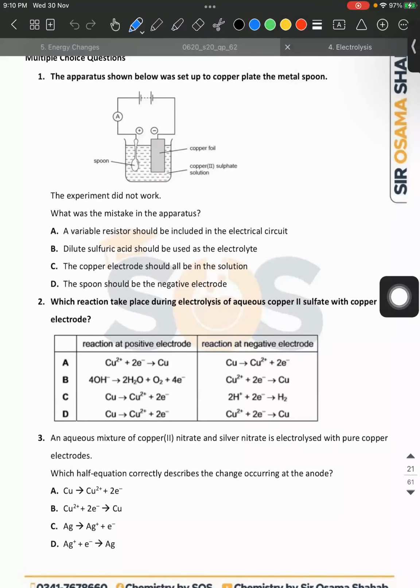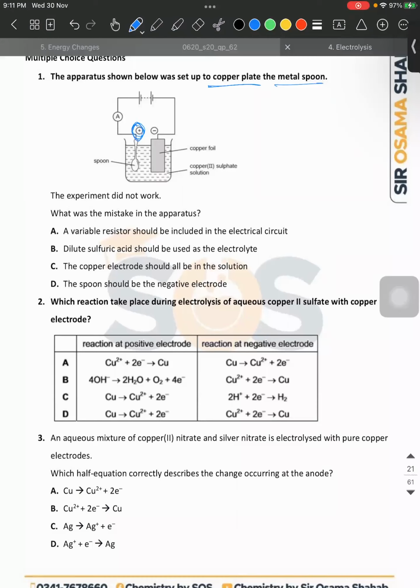So if you talk about the MCQs over here, just look at over there. Okay, क्या कह रहे हैं ये MCQs? The scene is this: the apparatus shown below was set up to copper plate the metal spoon, and we always know that whenever we want to plate any substance, it should be at the cathode. वो substance को cathode पे होना जरूरी है. And right now you can just see over there, वो एनोड पे लगा हुआ है, गलत लगा दिया उन्होंने.